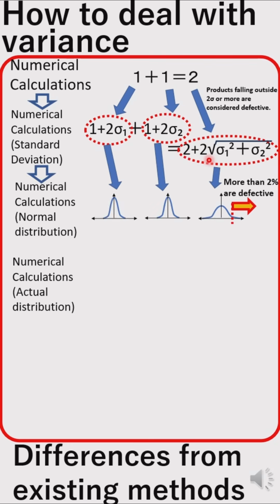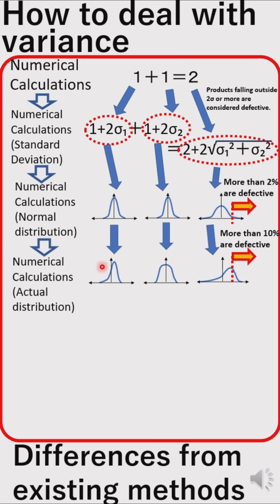Using standard deviation assumes that all variations follow a normal distribution. For example, if anything beyond 2σ is considered defective, the defect rate is expected to be about 2%. However, real manufacturing data rarely follows a perfect normal distribution. In practice, distributions are often heavily biased or spread across the full tolerance range because of manufacturing conditions. In those cases, the actual defect rate can become much higher than predicted by conventional analysis.